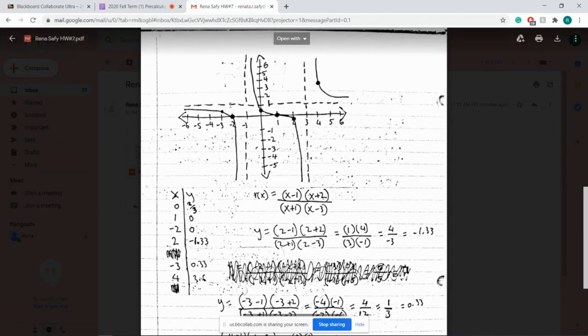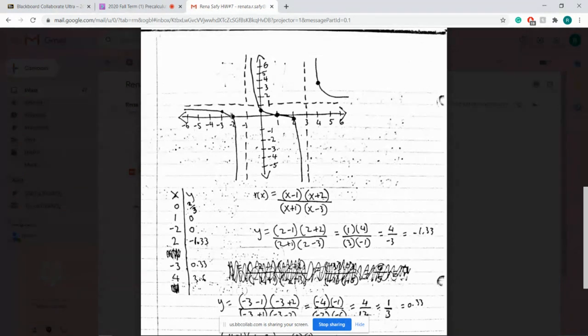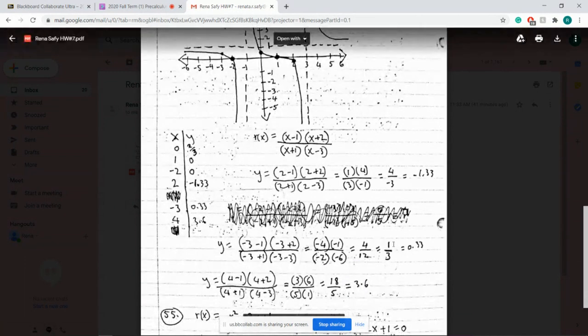And then for the other one, since there's a vertical asymptote, I checked for -3 to see where the graph would look like for the other point. And then I ended up with 0.33, and I plugged that in. So I graphed it for -3 and then 0.33. And then I drew the line.